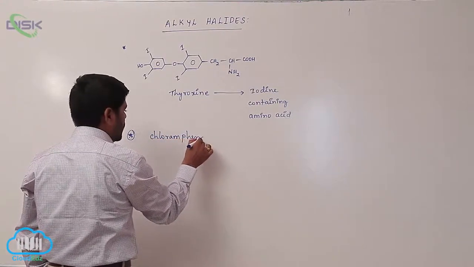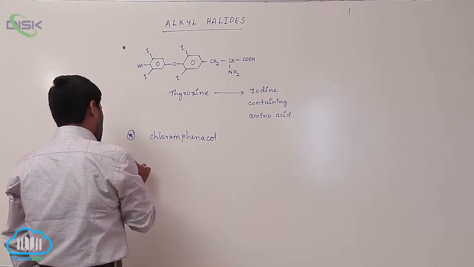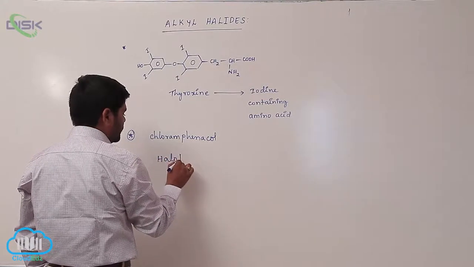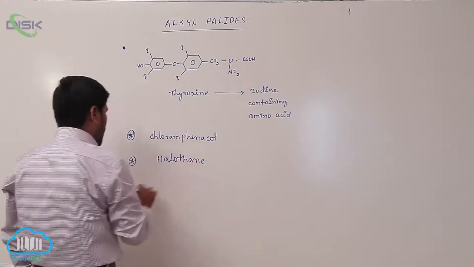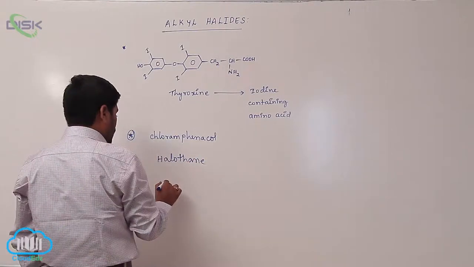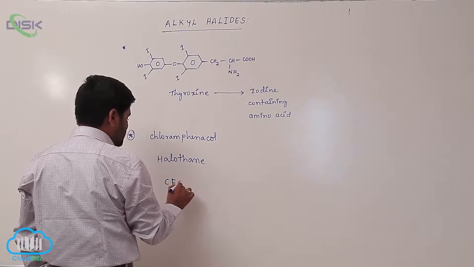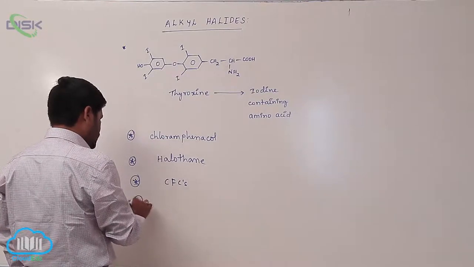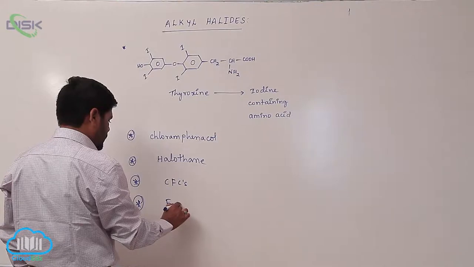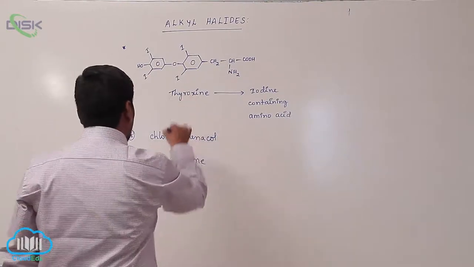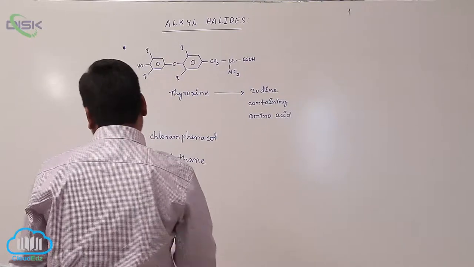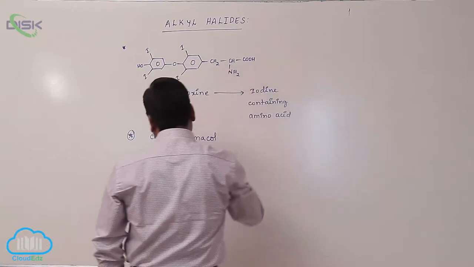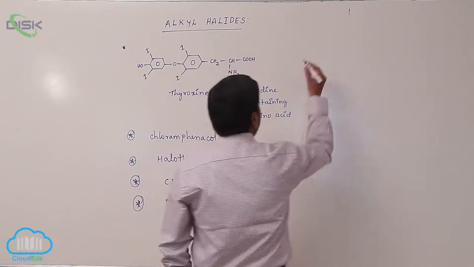Chloramphenicol, halothane, fluorochlorocarbons, freons. So all these contain halogen atoms. All these contain which atoms? Halogen atoms.